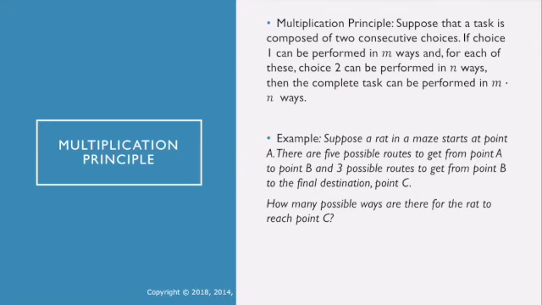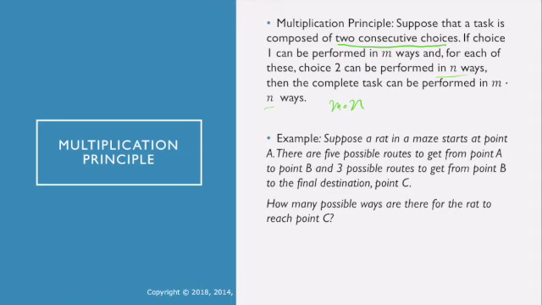The multiplication principle says, suppose that a task is composed of 2 consecutive choices. If choice 1 can be performed in M ways, and choice 2 can be performed in N ways, to complete the task, it can be performed in M times N ways.